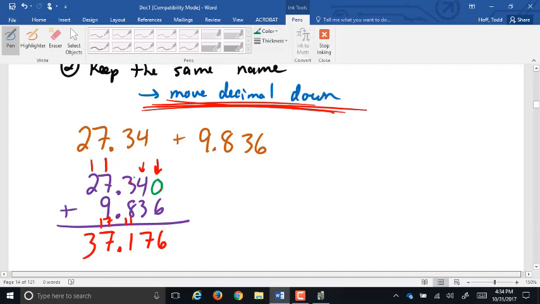Again, just to emphasize, when I added these, 3 and 8 made 11, but those were tenths. That 1 that I kept stayed in the tenths. By bringing the decimal point straight down, that guarantees that those stay the same place value that they were.